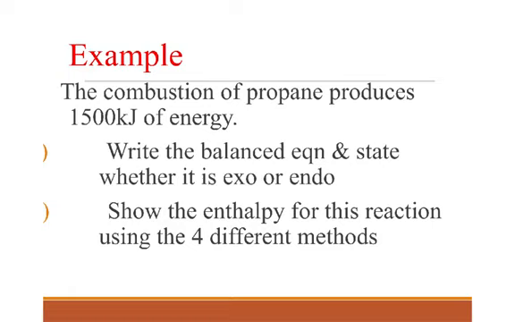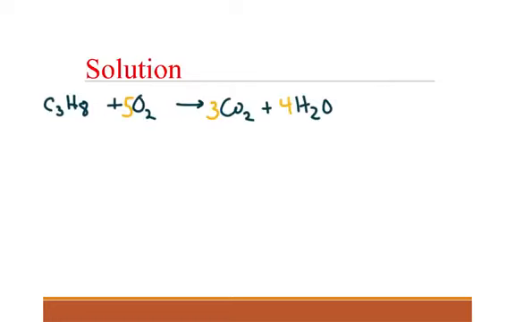I want to know the combustion of propane, and the combustion of propane produces 1500 kilojoules of energy. I'm going to do two things. In part A, I want to write the balanced equation and state whether it's endothermic or exothermic. This is important because if I don't have that straight, I can't do the four methods, because the four methods rely on a balanced equation and on me knowing whether it's endothermic or exothermic. Once I've done that, the second thing I will do is write it out in those four different ways. Starting with the first one, I want you to pause here and then show me what you know.